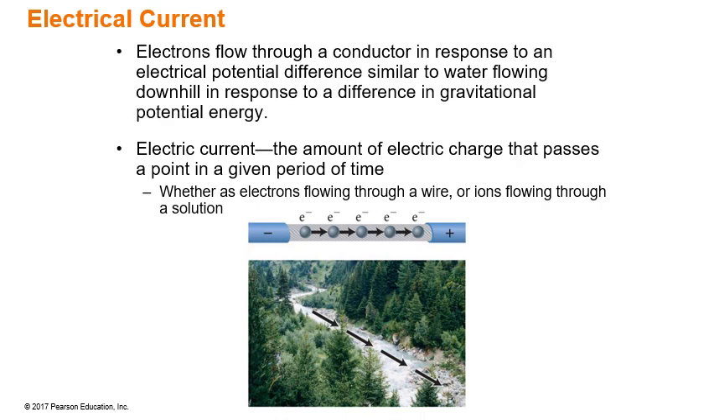Well, electrical current is similar. We're going to have the flow of electrons, and it passes through a given point at a time, and it's going to flow from a higher potential energy to a lower potential energy.